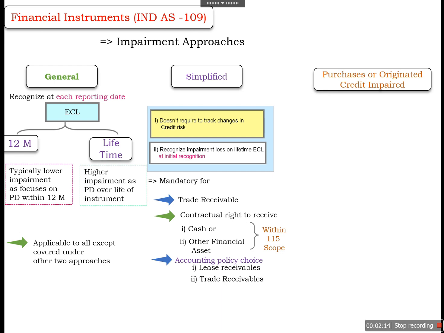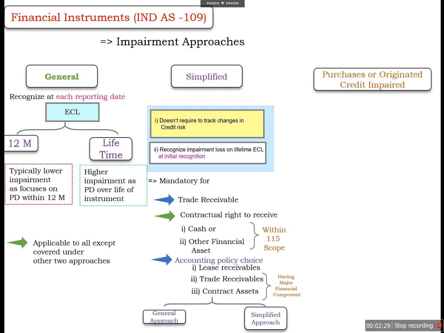Those are lease receivables or trade receivables or contract assets within the scope of Ind AS 115 and are having major financial components. In this case, we can either use the general approach or we can use the simplified approach for recognition of impairment loss. And once we have decided the approach, we need to apply it consistently, on all the items in that bracket, and it cannot be applied selectively.